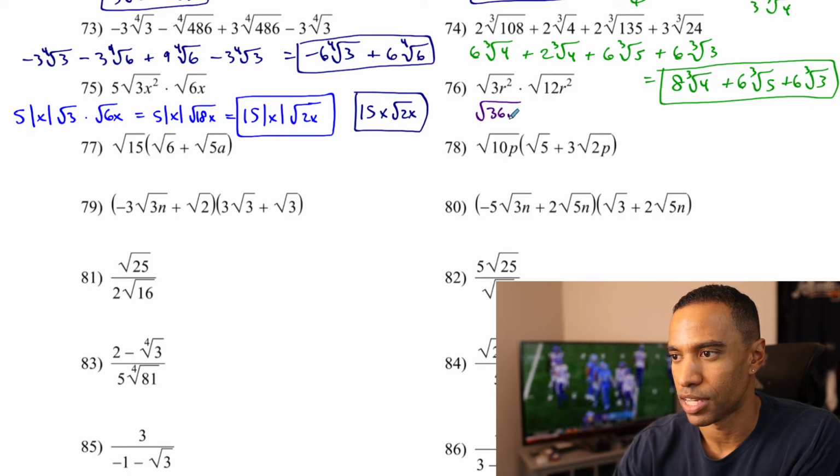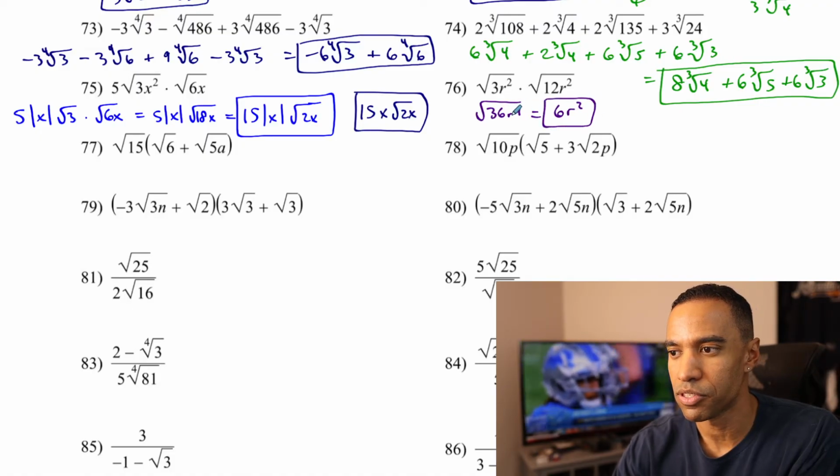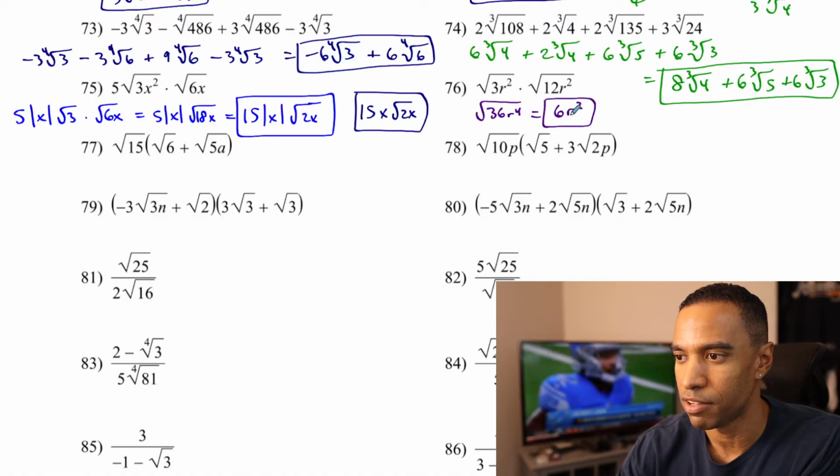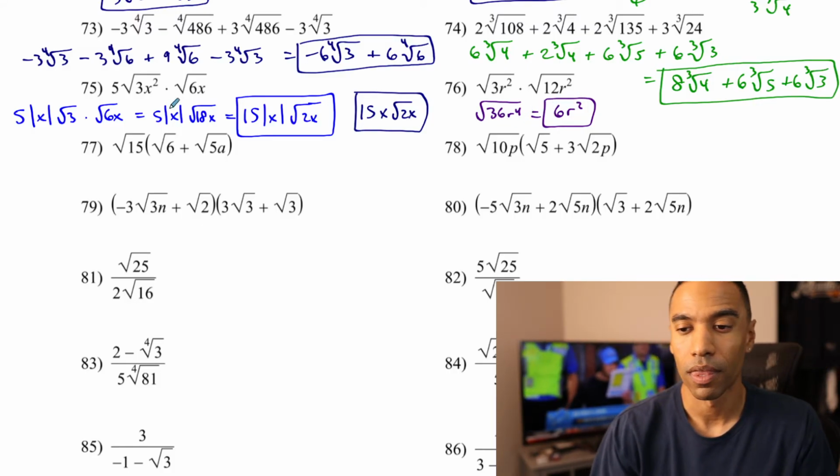We'll get the square root of 36 and then r to the 4th, and that becomes 6r squared. There is no absolute value this time because squaring it, or raising a negative to the 4th, still gets you positives regardless. That problem's actually done.